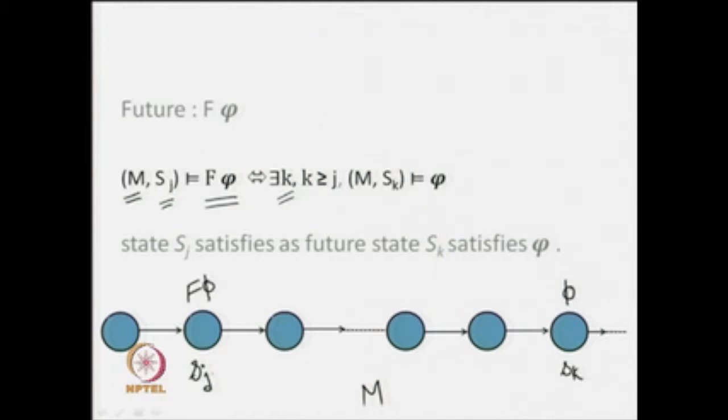So, what it says: if I am in state S_j, on this transition line I am going to get some state in the future where phi holds. So, we can say that F phi holds in this particular S_j. That is why I am saying that there exists some k, where k is greater than j in my timeline, where M, S_k models phi. So, if we get such a state in my model, then we can say that in the state I am looking into, F phi holds. That means in the future we are going to get a state where phi holds. So, F phi holds in S_j.